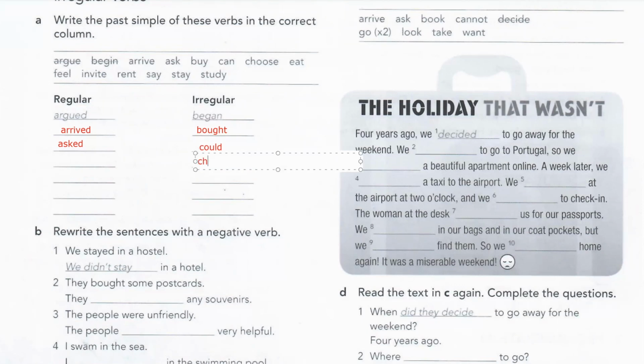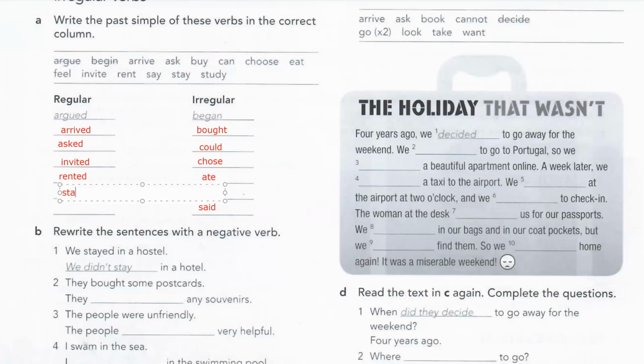Choose, also irregular, chose, and then eat, ate. Feel, that's going to be felt. And invite. This is a regular verb, so we're going to write invite, and then we just add D to it and it becomes invited. Rent becomes rented. Say is irregular, so said. We have to memorize these forms of the verbs, because it's very important in our everyday language.